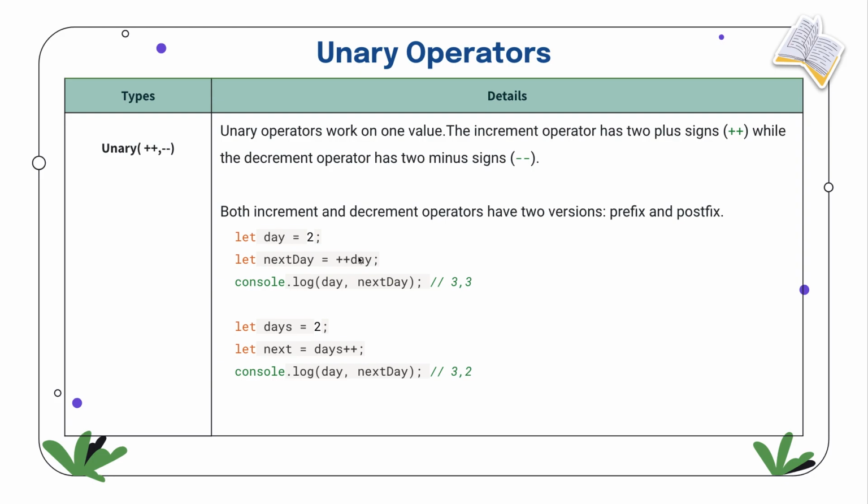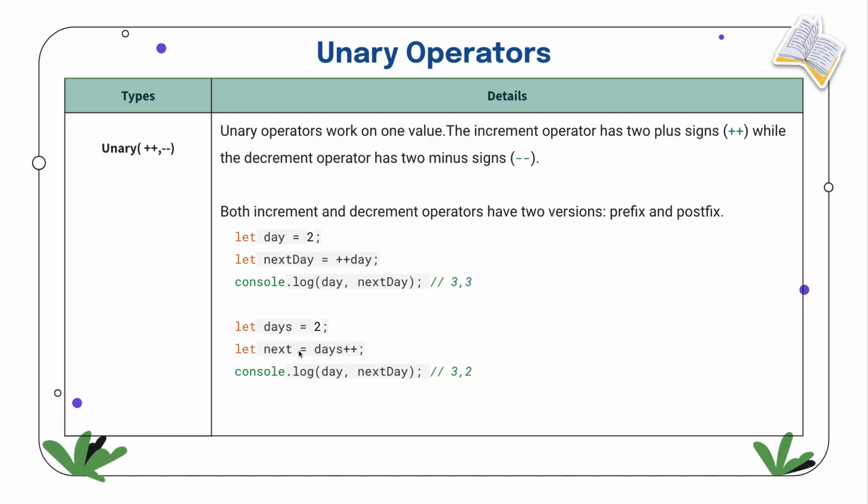So this is pre-increment because we are adding the operator before the variable. Plus plus day means day will get increased by 1, so day will become 3. In this line day becomes 3, and then the value is assigned to nextDay. So nextDay also becomes 3, and when we console day and nextDay, both values will be 3 and 3.